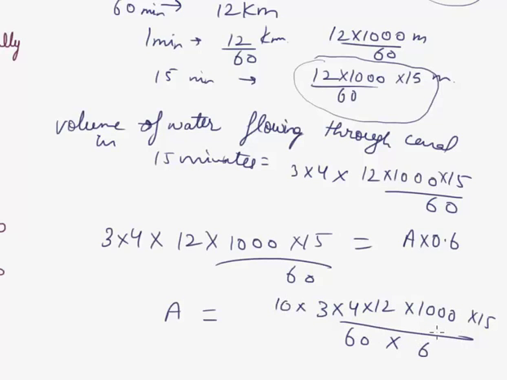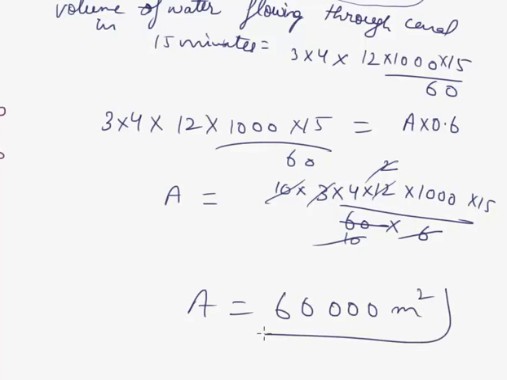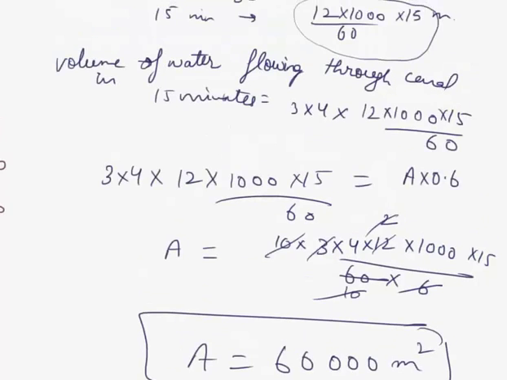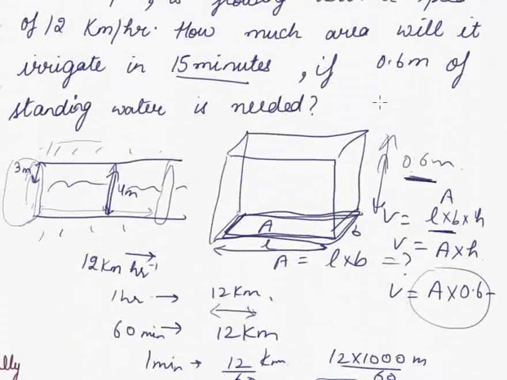So area is equal to 60,000 meters square. So in 15 minutes this much area can be irrigated if standing water of 0.6 meter height is needed. So friends, these were some questions on conversion of solid from one shape to another.